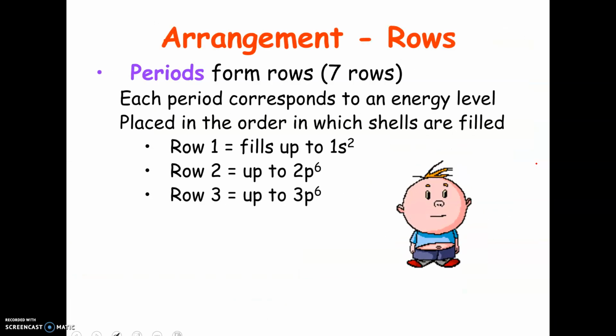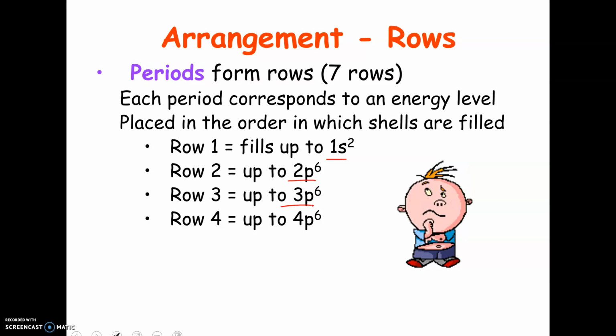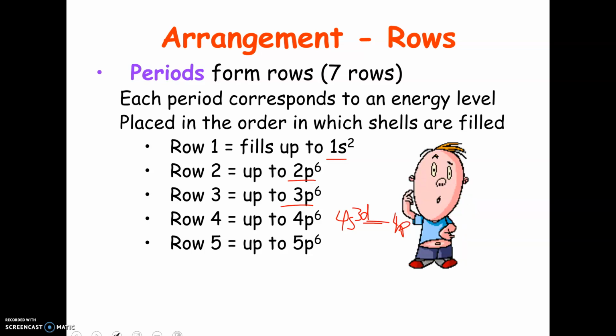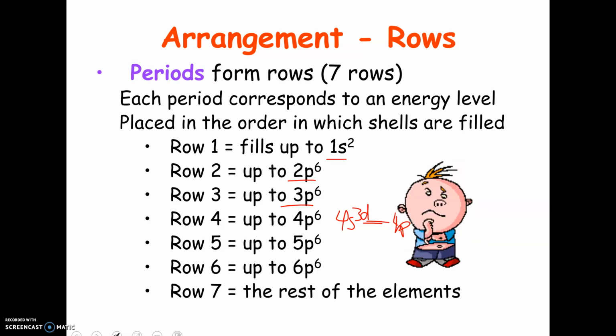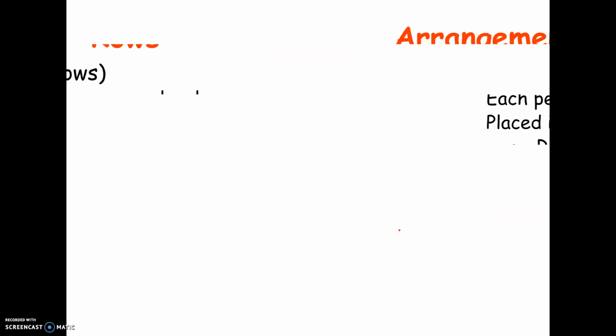So row 1 starts with 1s, then the second one starts with 2s and 2p, row 3, 3s, 3p. Row 4, remember 4s, then this is where the d block starts, 3d fills, and then 4p. And then row 5 is up to 5p6. Row 6 is 6s, goes down to f and comes back up. We just covered this in the last chapter, so hopefully that makes sense.